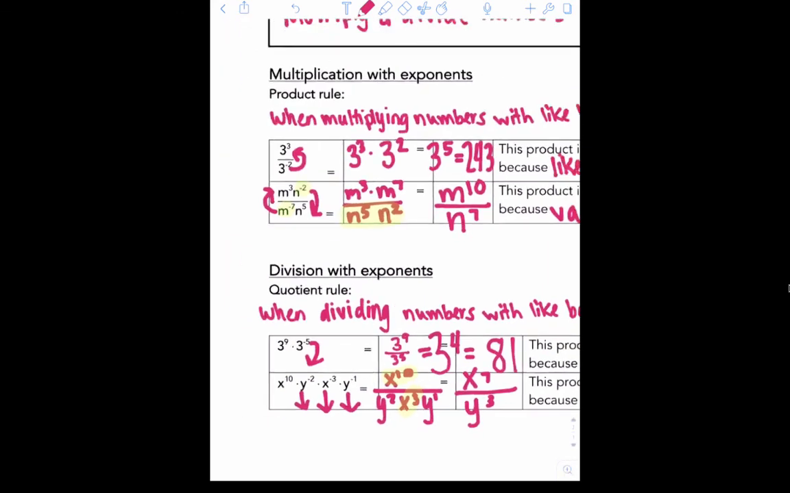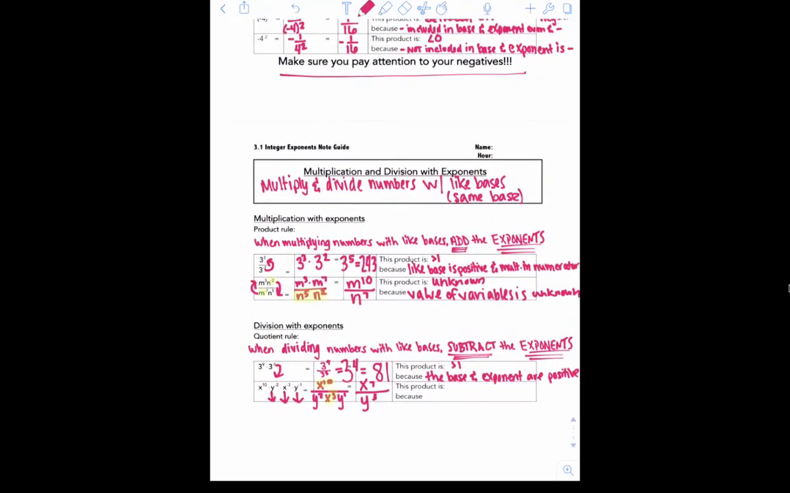I'm done with this one, and just like the example using the product rule, the product of this is unknown because we don't know the value of the variables.